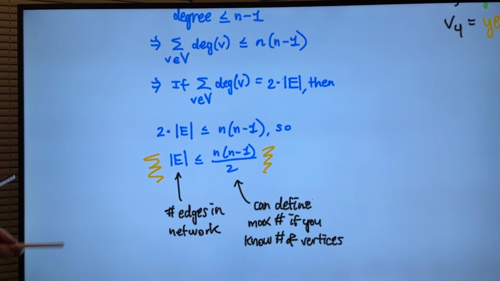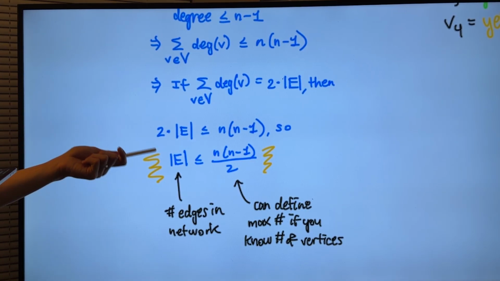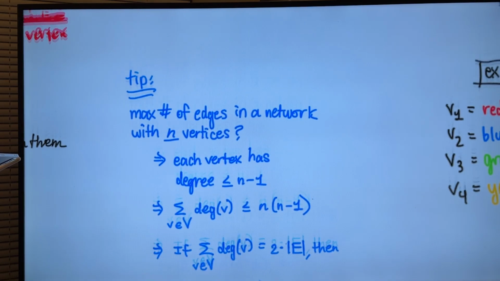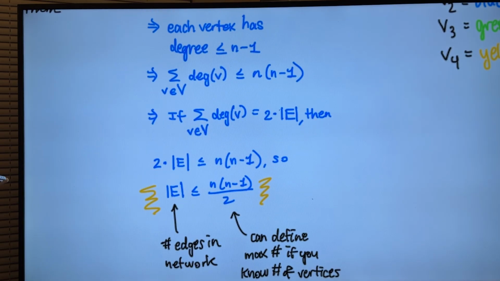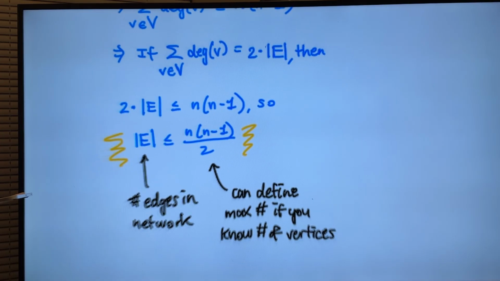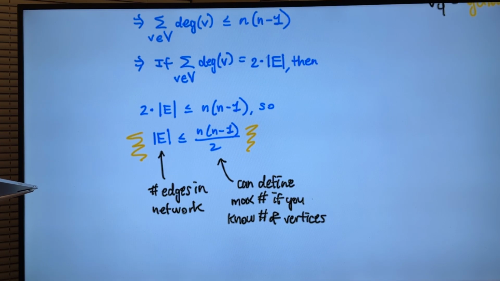So this is just a fancy little rearranging of some variables to get you essentially an inequality for how you can define the maximum number of edges if you know the number of vertices. Essentially, we're defining how you can find the number of edges in a network given the number of vertices, because that would be your n, and that would give you a maximum value, an upper limit, if you will, for the number of edges your network must then have.